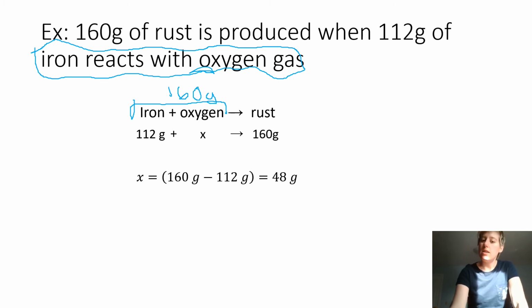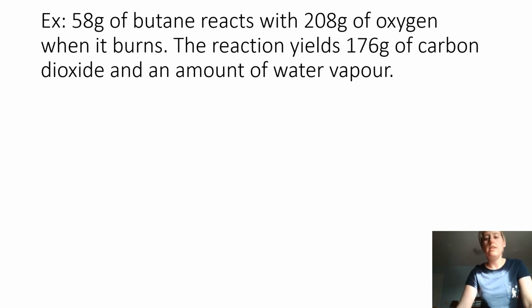Let's do one more practice question. So in this one, I have the following. 58 grams of butane reacts, so my mental sign for plus, with 208 grams of oxygen when it burns. The reaction yields, so my yield sign, 176 grams of carbon dioxide, and, well, obviously when I see the word and, it's again a mental sign for a plus sign, an amount of water vapor.